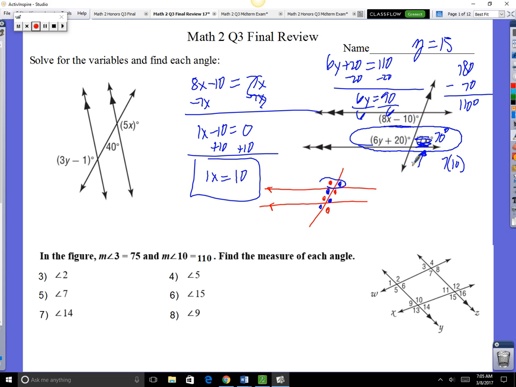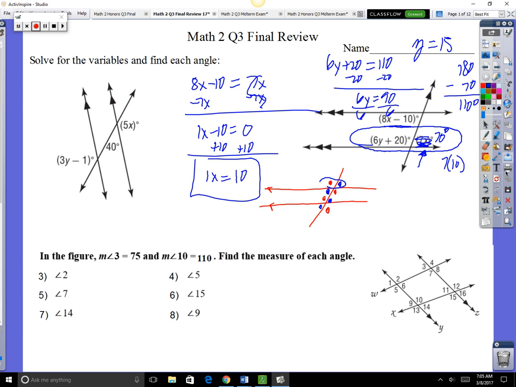Okay. So make a little diagram and find out where those are located, because depending on their location, they're either going to be equal to each other or they'll add and give you 180.